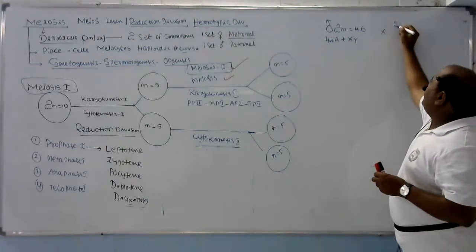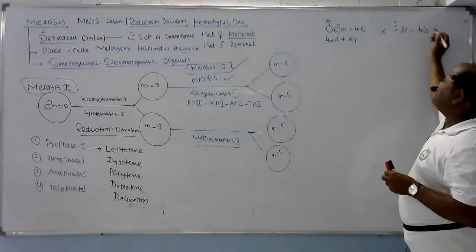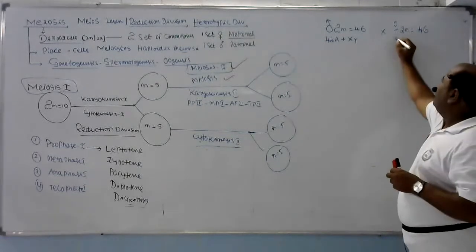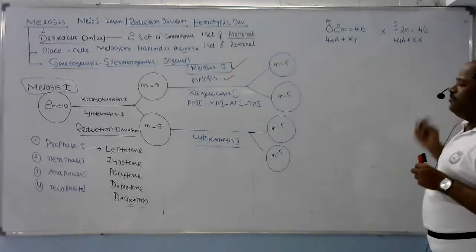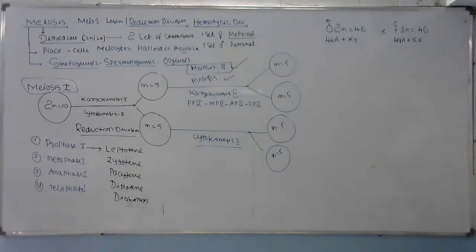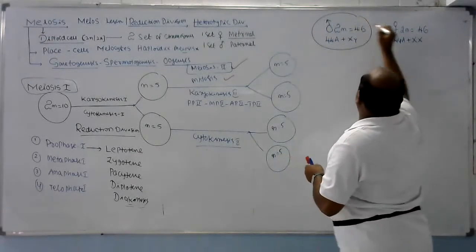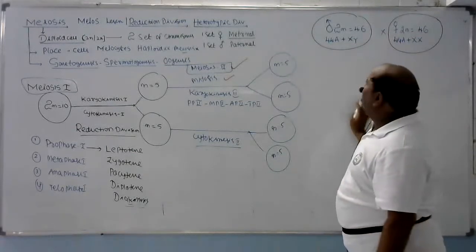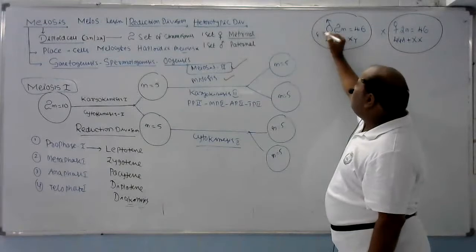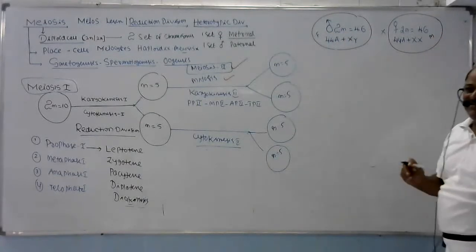Female. Whereas in a female, 2n equals how many chromosomes? 46. 44 autosomes and 2 sex chromosomes, both X and X. Look here. This is the diploid cell. This is the diploid cell. Here the male is the father. Here the female is the mother.